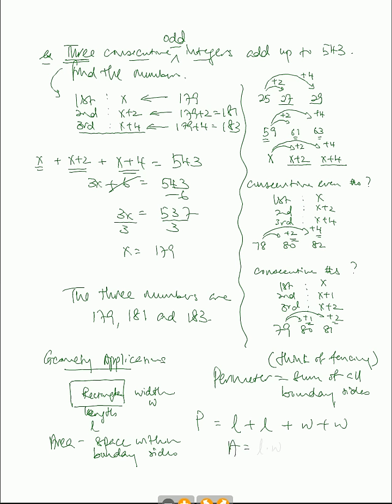And for area, the formula is going to be one length times one width. So perimeter you use both lengths and both widths, but you add. But in area you multiply, and you only use one length and one width to multiply. So that is for rectangle. Let me show you an example of that.